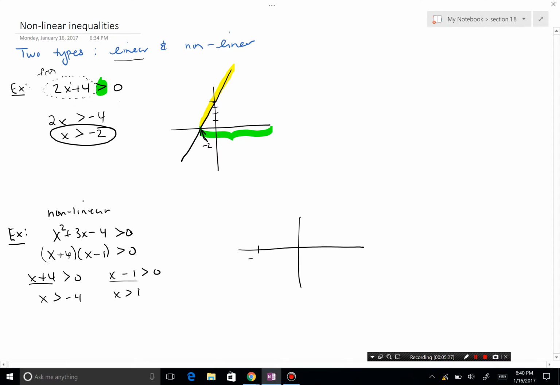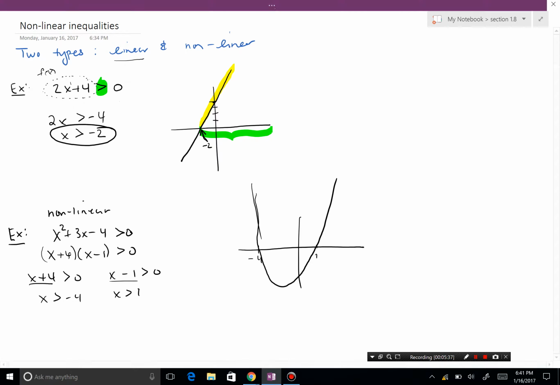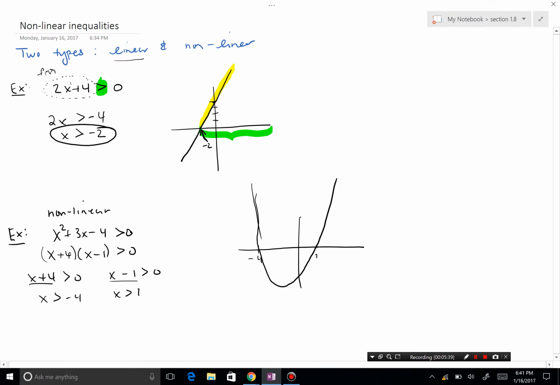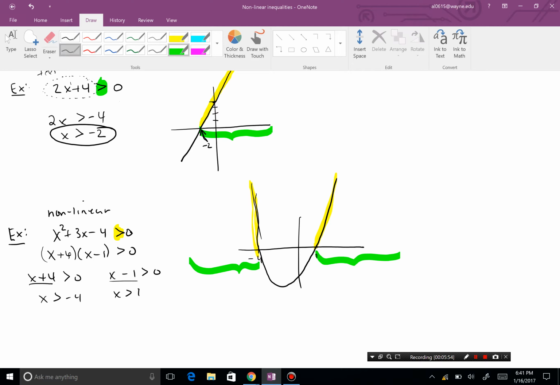Here's -4. Here's 1. These are the two x-intercepts. And it does something like this, because it's a parabola. It should cut through the two x-intercepts. I already know this. I don't know what the vertex is, but I know this. They're asking me when this thing is greater than 0, and I know greater than 0 is above the y-axis. So my answer is going to be here, which means I'm looking for all the x values that do this. That's going to be -infinity to -4 and 1 to infinity. I can already tell you that's what the answers are going to be.